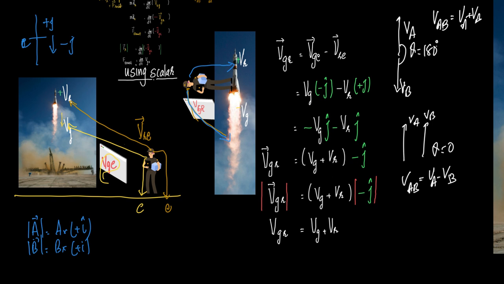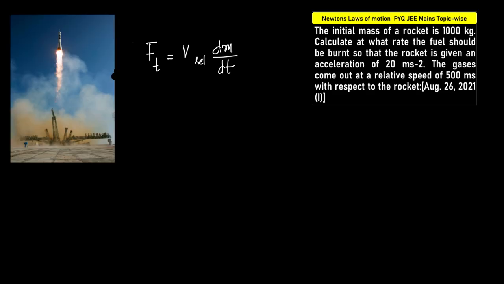Okay, so this is the equation we need here: F is equal to dm/dt into minus V_GR in vector notation, and in scalar notation, F is equal to dm/dt into V_GR. Now let us try to solve the question. What did we derive so far? The vector F thrust is actually minus V relative into dm/dt, and the magnitude of this vector is F_t equal to V relative into dm/dt.